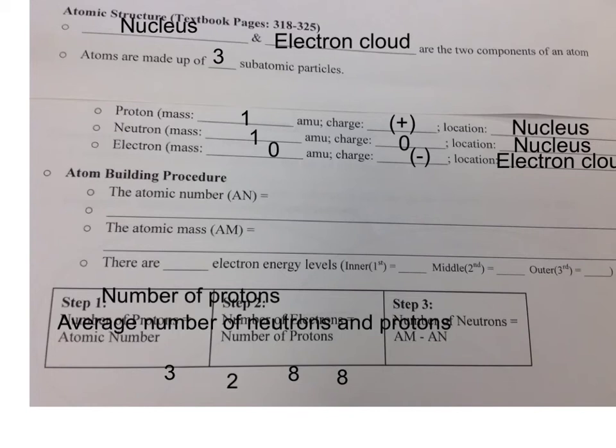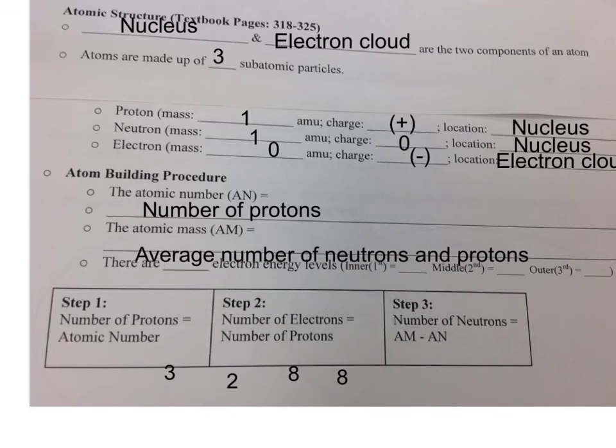Down below, the atomic number of an atom is simply the number of protons located within that atom. Atomic mass is simply the average number of neutrons and protons added together.